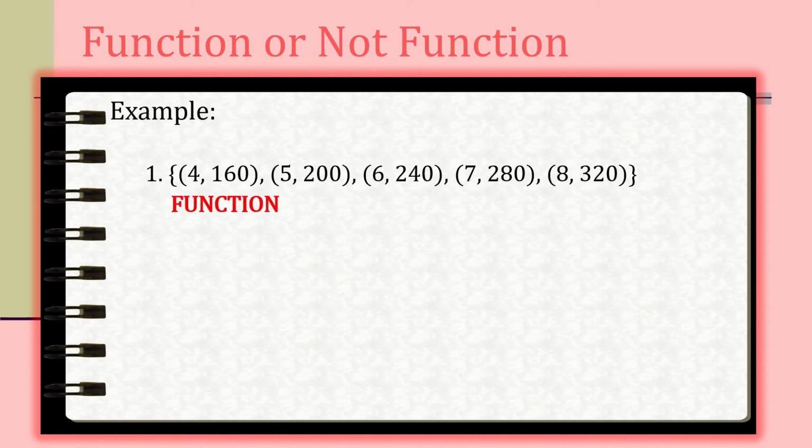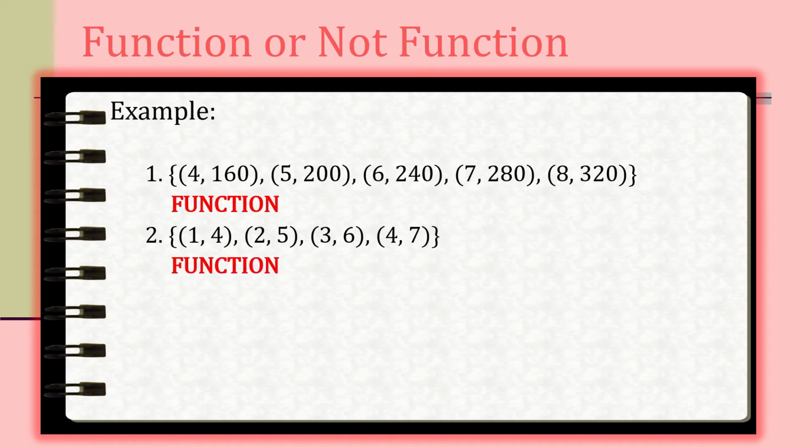For number 2, we have the relation with set of ordered pairs (1, 4), (2, 5), (3, 6), (4, 7). This one is also a function since each element in the domain is assigned to no more than one value in the range. We have a one-to-one correspondence. So this one is a function.